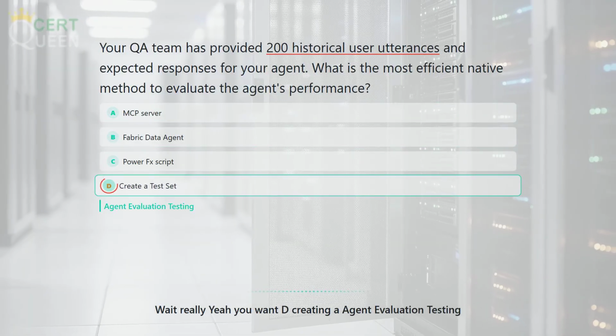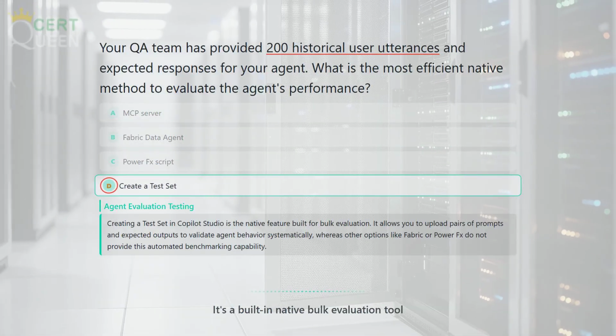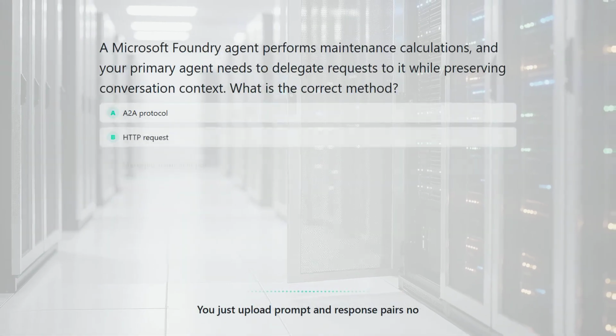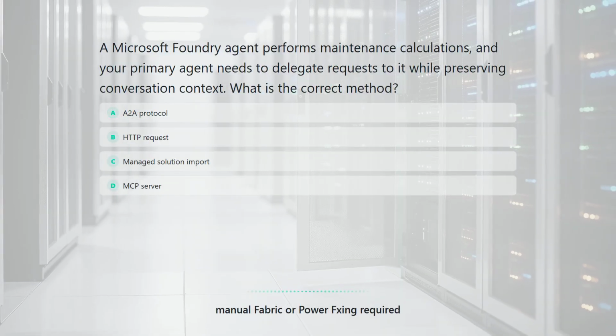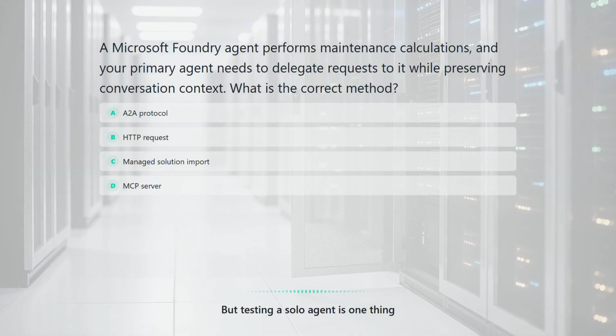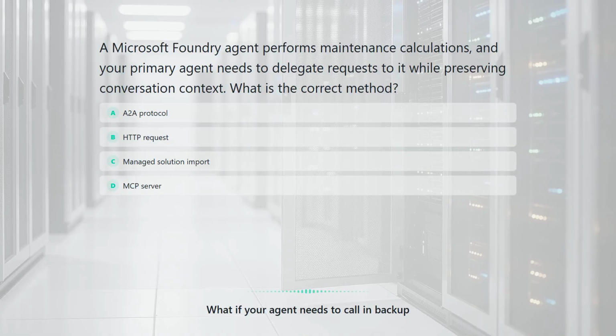Wait, really? Yeah, you want option D, creating a test set. It's a built-in native bulk evaluation tool. You just upload prompt and response pairs. No manual Fabric or PowerFX scripting required. Wow. Okay, so native tools always win. But testing a solo agent is one thing. What if your agent needs to call in backup?